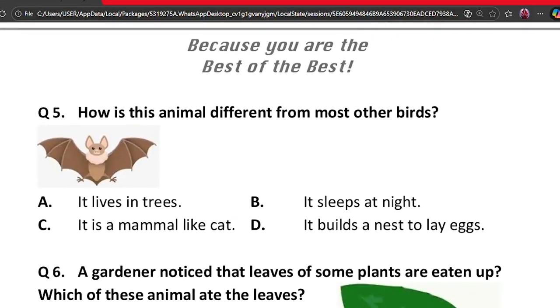Moving on to the next question, that is question number 5. How is this animal different from most other birds? So let's have a look at this image. It is an image of a bat. Option A says it lives in trees. B says it sleeps at night. Option C says it's a mammal like a cat. And option D says it builds a nest to lay eggs. The correct answer is option C. It's a mammal like a cat. The animal shown is different because it is actually a mammal and not a bird. Bats are mammals. Unlike birds, they do not lay eggs but give birth to babies. Even though it can fly, it is classified as a mammal. So the correct answer is option C.